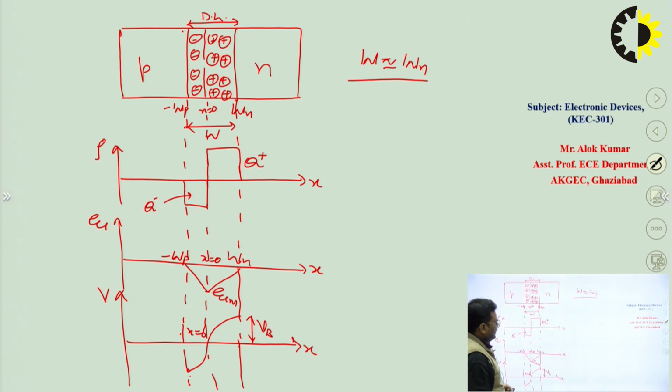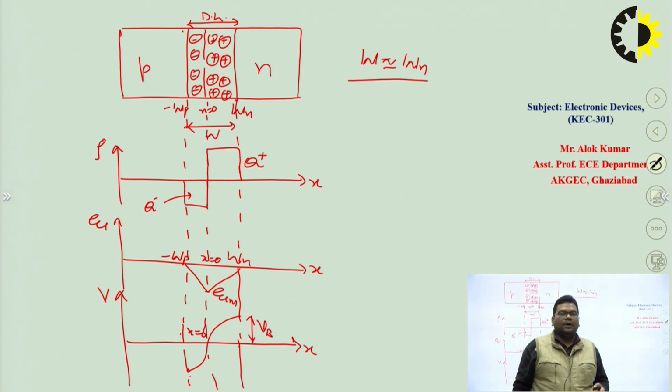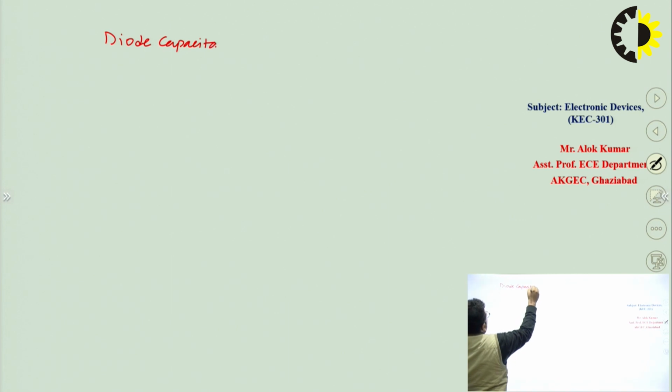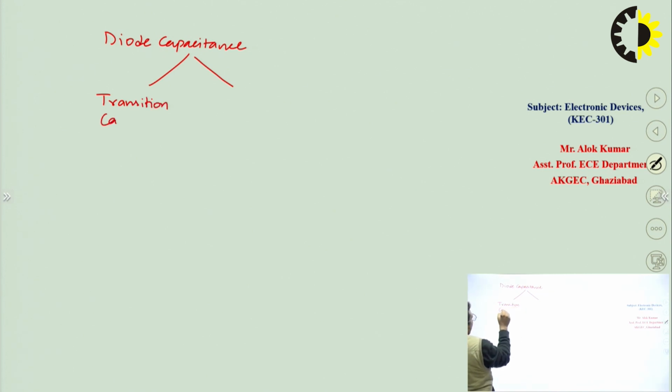So now if we classify the diode capacitance, we can bias a diode in two ways. We can either forward bias it, or we can reverse bias it. So there are two biasing methods for a diode. So we can say the diode capacitance can be classified in two types. One is transition capacitance, and another one is diffusion capacitance.